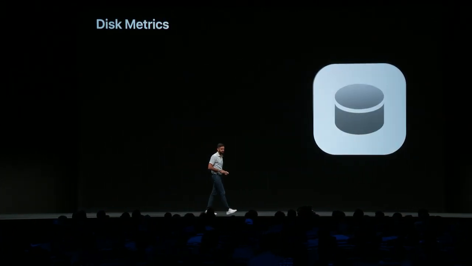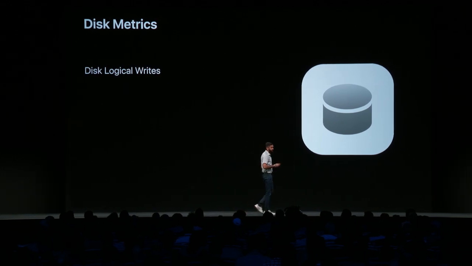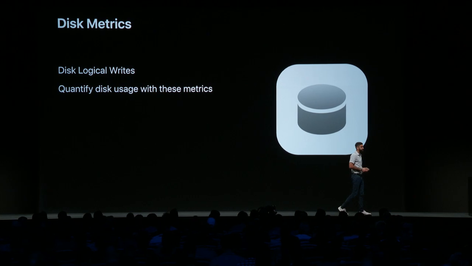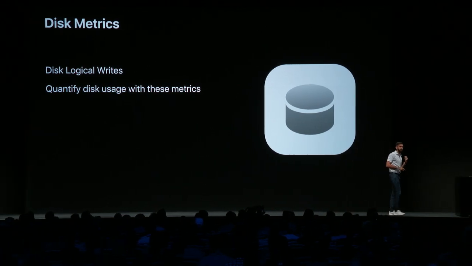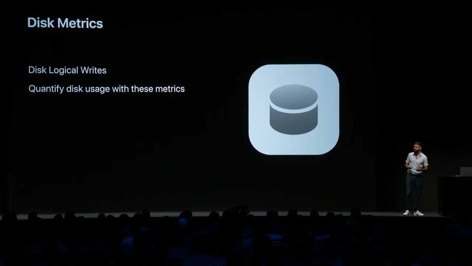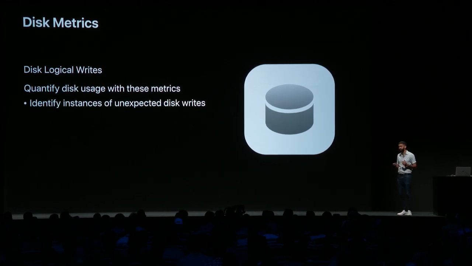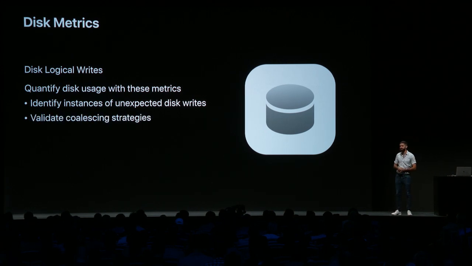Next, we have the disk metrics. And this year, we're going to be focusing on disk logical writes. And we want you to quantify disk usage whenever possible. Because disk usage, as with all subsystems, is a resource that you should only use when you really need to. So use these metrics to verify if you have instances of unexpected disk writes. And if you're employing any coalescing strategies for your disk writes, you can use these metrics to verify those as well.